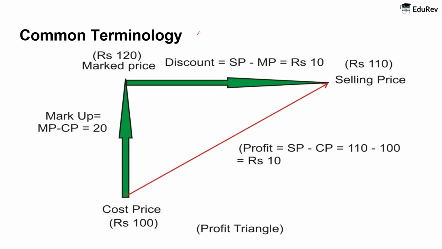Okay, so now let's quickly discuss the common terminology used in the topic of profit, loss, and discount. Before we come to this profit triangle, I would like to explain that to you. And I'm sure you all are aware of it because you have done it in your school time. So there are three important things in profit, loss, and discount.